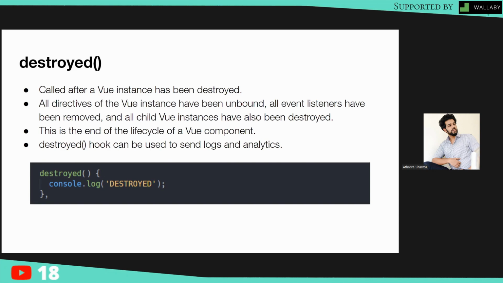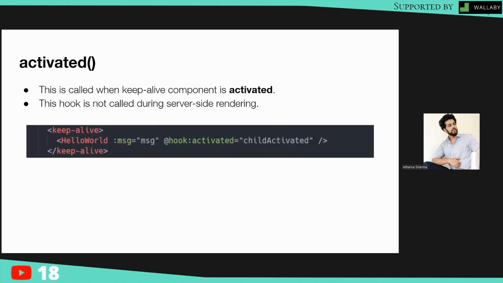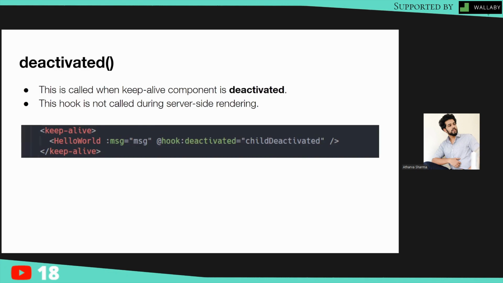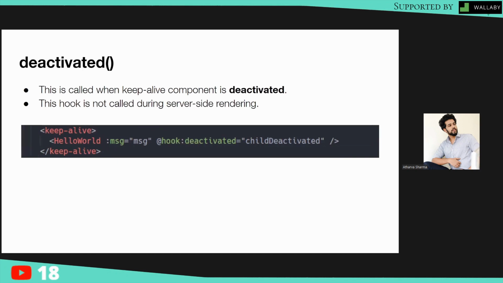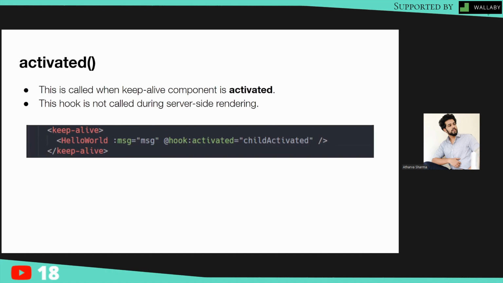Now we have some special hooks: activated, deactivated, and error captured. Let's go through them one by one. Activated and deactivated, these two hooks are specific to the keep alive component. And just keep in mind, these hooks can be listened to via a child component, like we'll be doing in the example code.